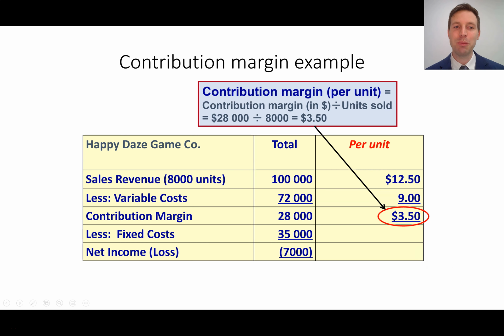Here we've got a game company, Happy Days Gaming. They sold 8,000 units of their games during the year for a total revenue of $100,000, or on a per unit basis, $12.50. Their variable costs were $72,000, or on a per unit basis, $9 per product, and their contribution margin was $3.50 per unit, or $28,000 in total. You can then minus off the fixed costs to get the net profit for the year.